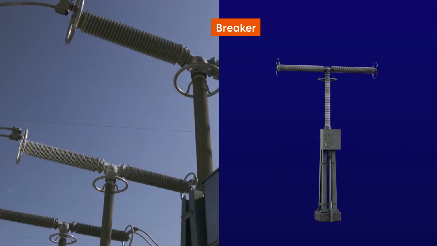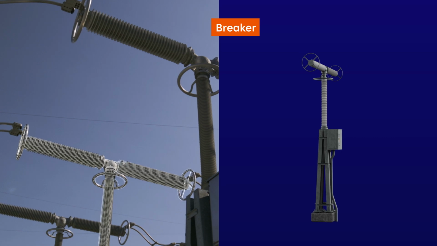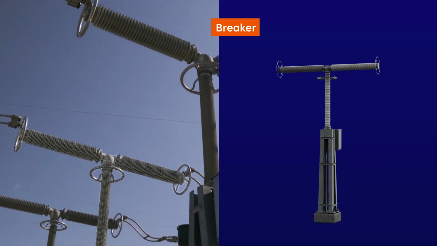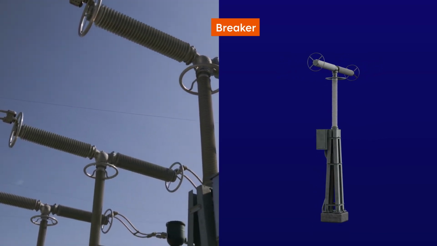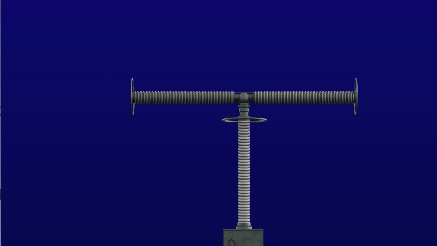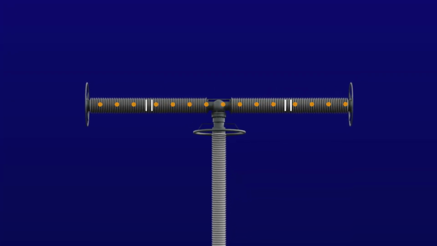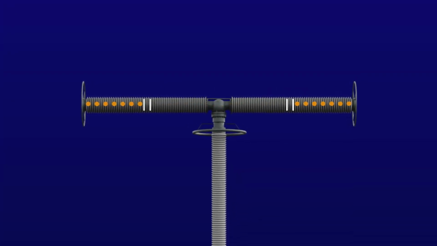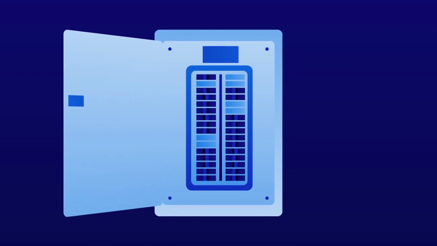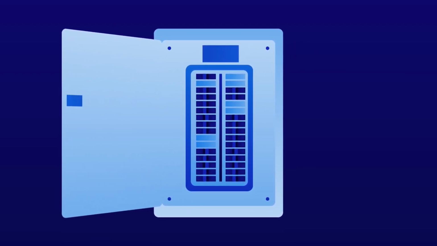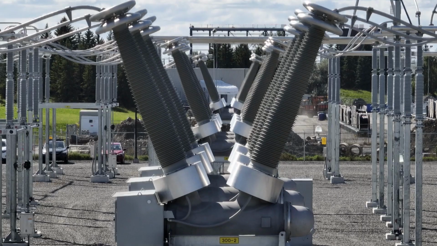Next is the breaker. It protects the grid and the equipment in the substation by automatically cutting off the power when there's a problem. It can also be opened and closed manually for maintenance, for example. It's like the circuit breakers in your distribution panel at home. There are different models, but they all serve the same purpose.